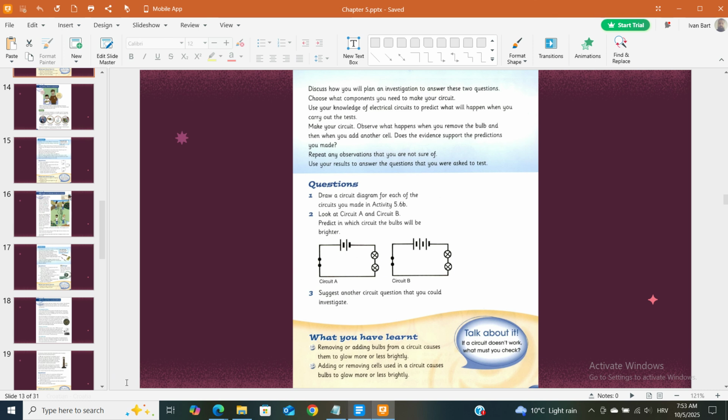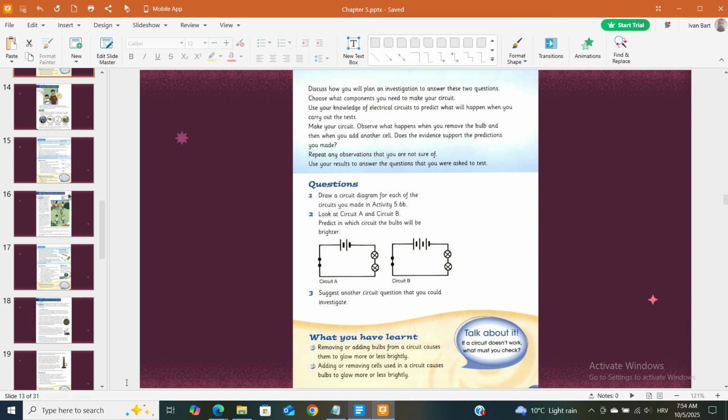Questions. 1. Draw a circuit diagram for each of the circuits you made in Activity 5.6b. 2. Look at Circuit A and Circuit B. Predict in which circuit the bulbs will be brighter. 3. Suggest another circuit question that you could investigate.